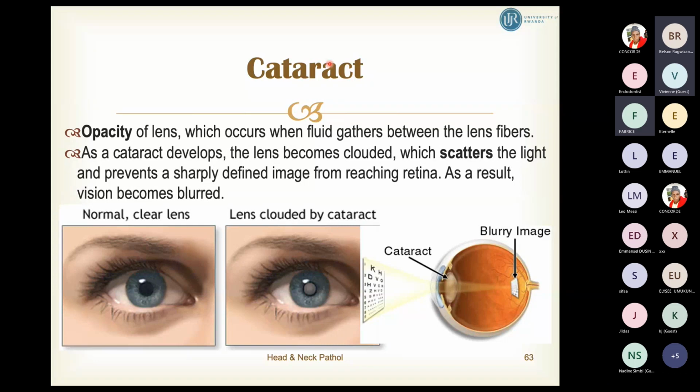Cataract is just opacity of the lens, which occurs when fluid gathers between the lens fibers. As it develops, the lens becomes clouded, which scatters the light. So you remember the physics of vision. Light passing through the lens must converge at the macula on the posterior retina. If something scatters the light here, the person will not see what they are looking at; the vision will be blurred because the light has been scattered in the lens by a foreign body which should not be there.